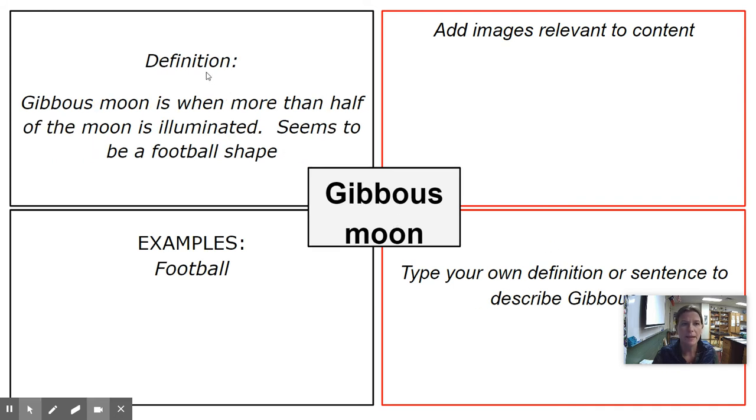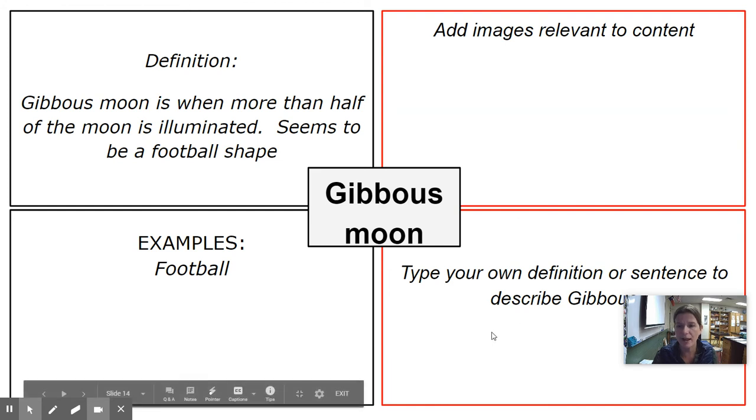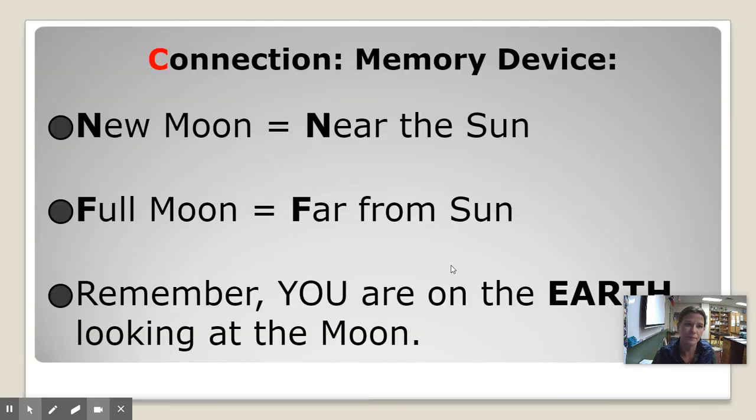Gibbous moon. Definition. Gibbous moon is when more than half of the moon is illuminated. Seems to be a football shape. So examples, gibbous moon, football. Add image relevant to the content of gibbous moon. Type your own definition or sentence to describe gibbous moon.